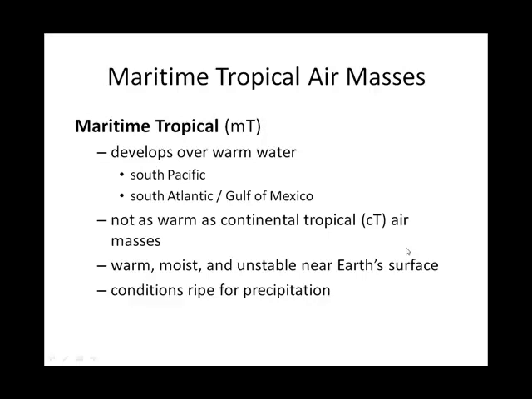And not only are they unstable, so that means they'll tend to want to rise vertically, but since they're laden with moisture, as they ascend, remember that chunks of air that are ascending are unstable, they will expand, and as they expand, they will cool, and they can cool to the point of condensation happening within that parcel of air within the air mass. And so, of course, you can get condensation and ultimately precipitation with maritime tropical air masses.